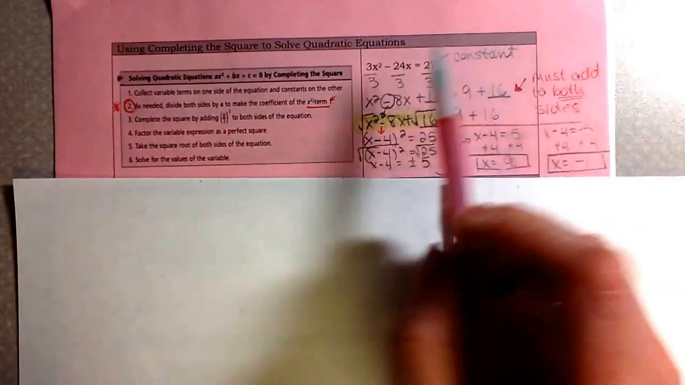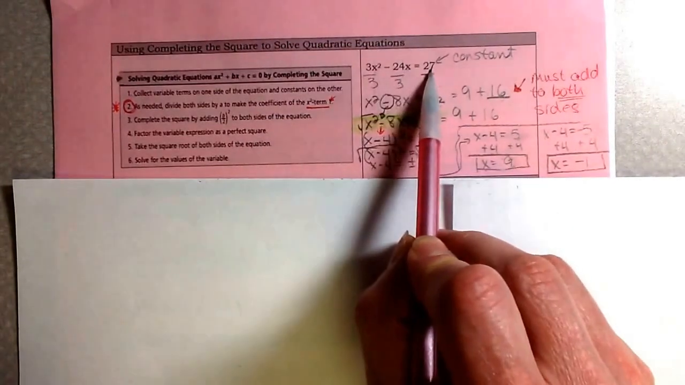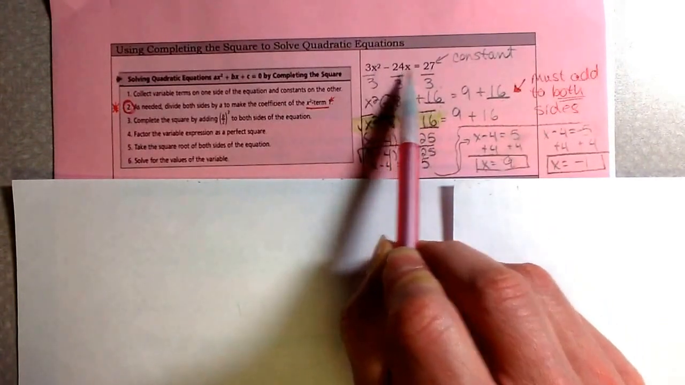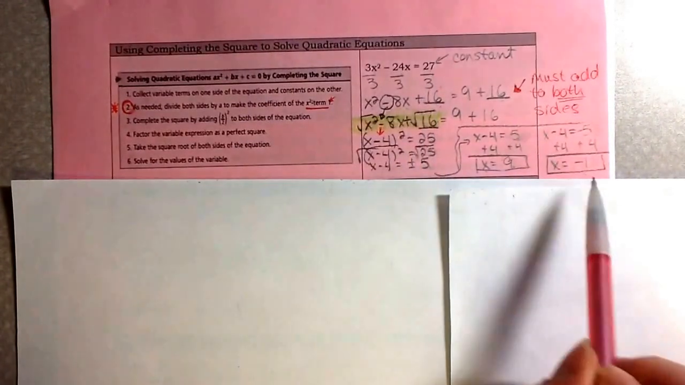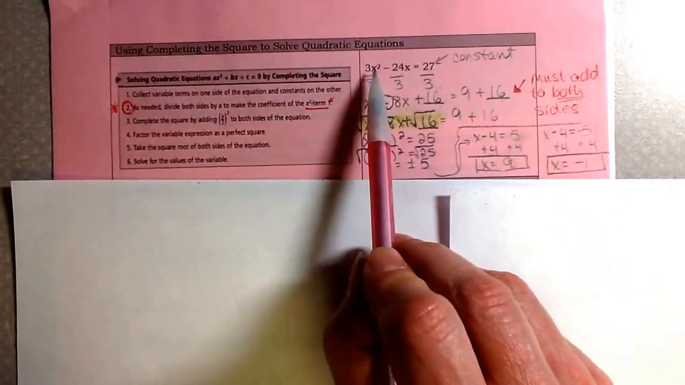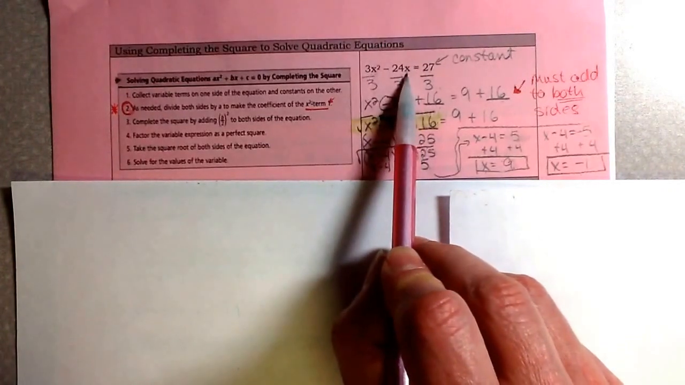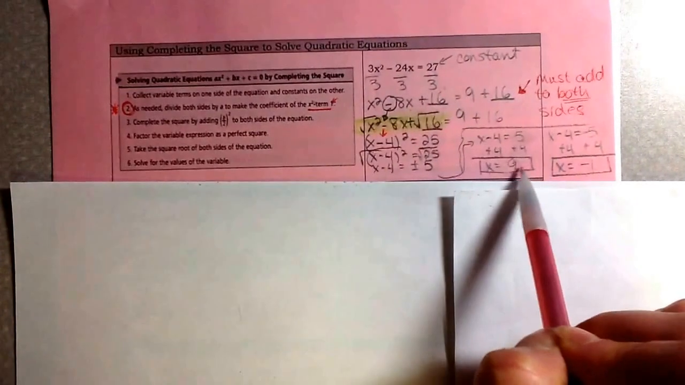Now you could always check this by substituting 9 back into here, and you should get 27. And substituting negative 1 back into here, and again you should get 27. And that's an easy one to see. Negative 1 squared is 1. That makes that 3. So 3, and put a negative 1 in there, it's going to make that plus 24. So 3 plus 24 is 27. And again, the same thing will be true for the 9.